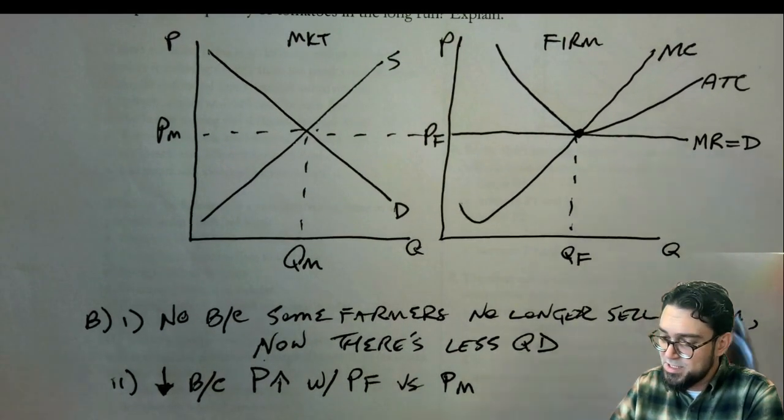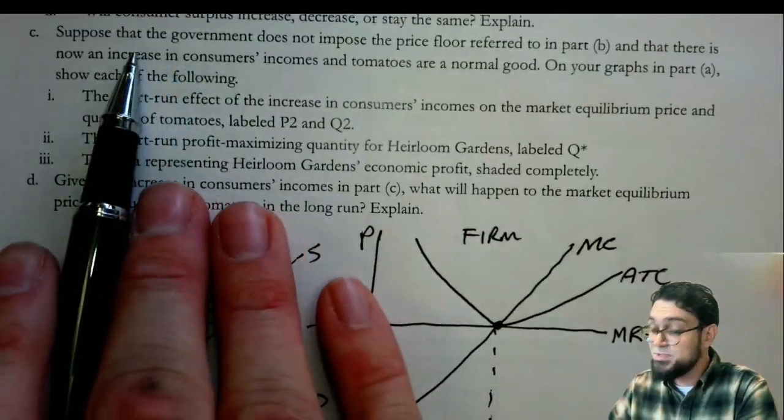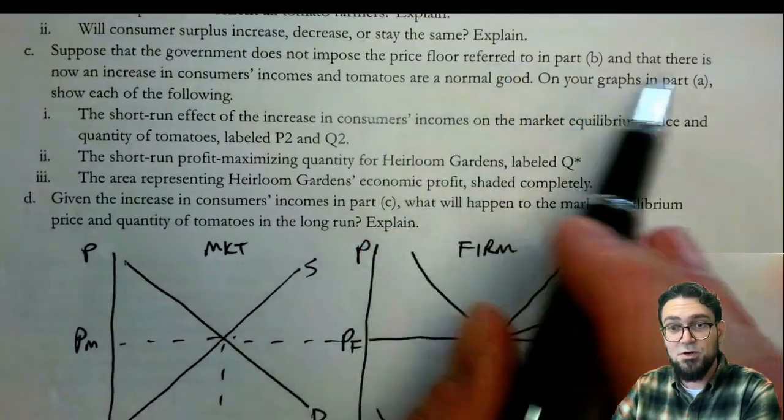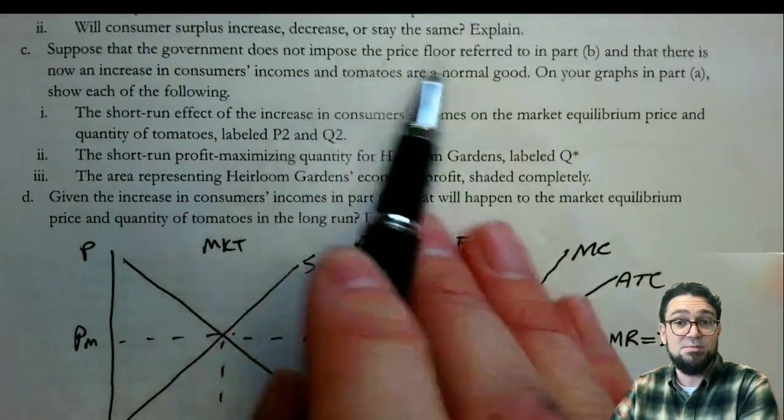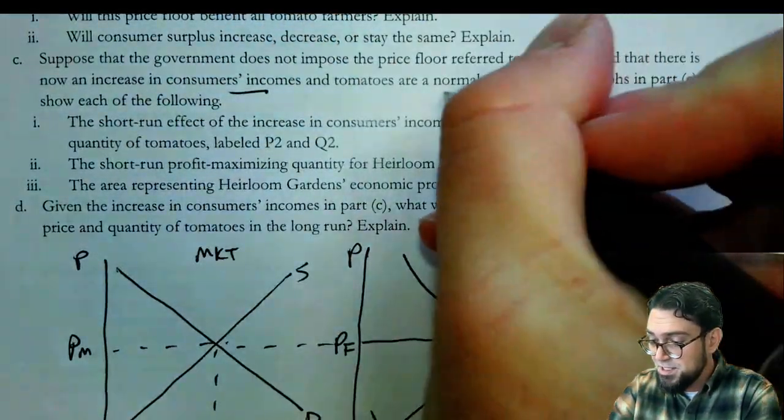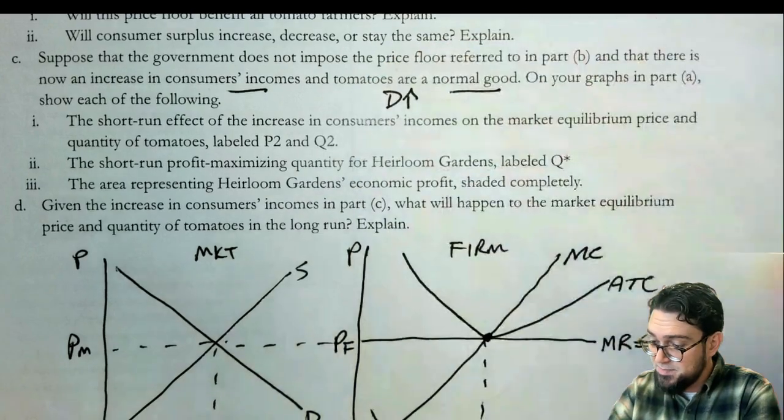Part C says now suppose the government does not impose the price floor and that there is now an increase in consumers' incomes. Tomatoes are normal. So if there's a change in income and these are normal, we know that's going to increase the demand for the product.